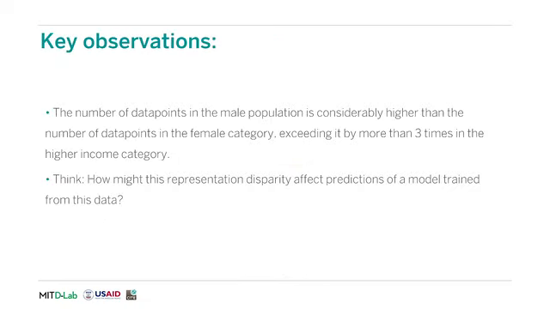An important observation from what we've seen so far is that the number of data points in the male population is significantly higher than the number of data points in the female population, exceeding it by more than 3 times in the higher income category. Therefore, it is very important to think about how this representation disparity might affect predictions of a model trained from this data.